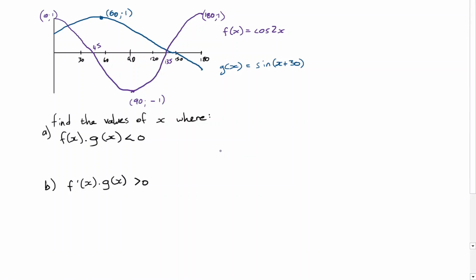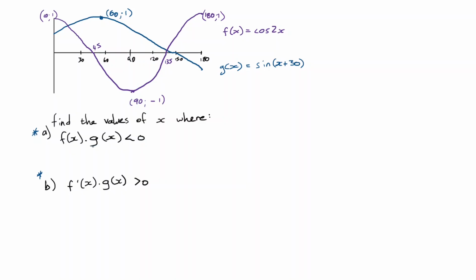In this video, we'll look at trig graphs and particularly these very bizarre questions that often give students a bit of a headache. f(x) times g(x) is less than naught, or even worse, the derivative of f times g is bigger than naught. And so I've drawn the two graphs for you here just so that you can see exactly what they look like, because I want to spend most of our thinking energy on what's going on here.